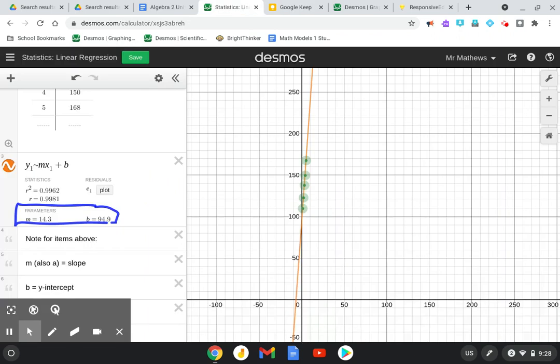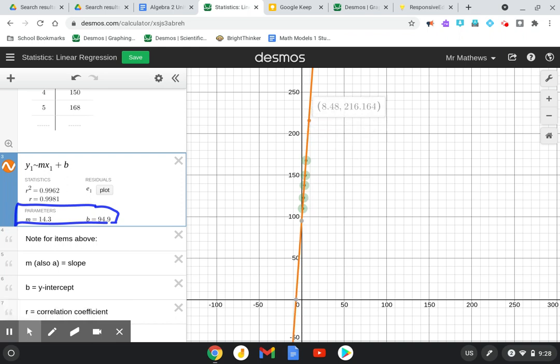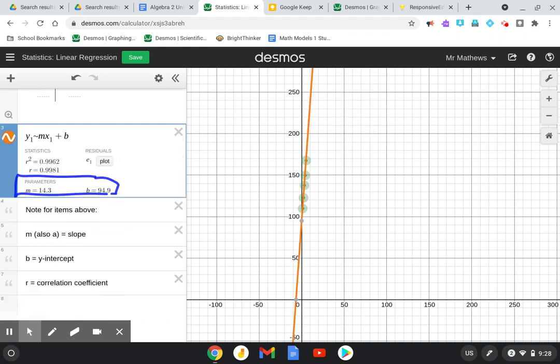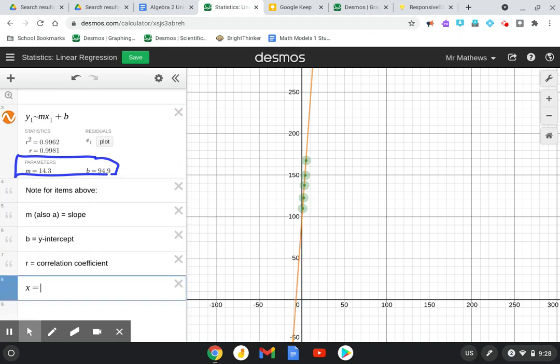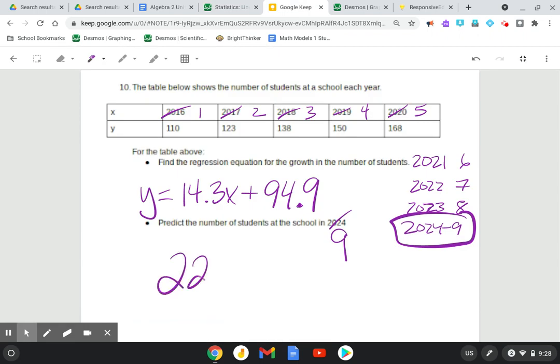So we hop over to our graph, and we can use our trace function to find where the 9 is. Or you can go down here and you can type x equals 9. And then that point right there will tell you the value for 9. So all I did was put in x equals 9 and find the intersection between my line and that point. So it's 223.6. So we'll round up to 224. So we think there's going to be 224 students if it continues to grow at that rate.